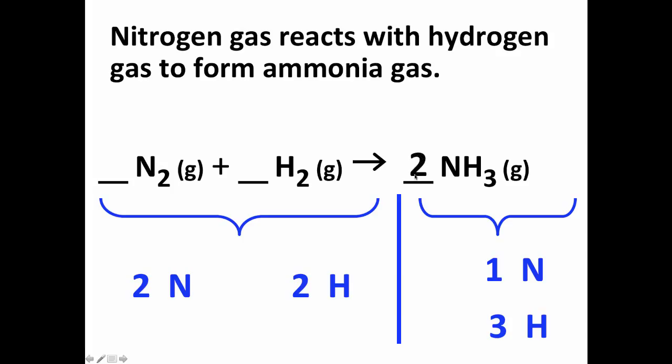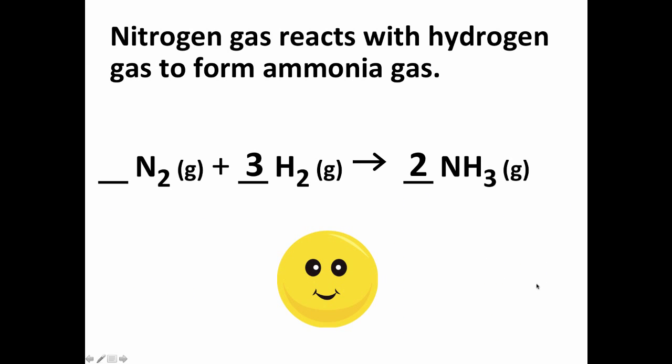And here if we put a 2 in front of the NH3, that means we have 2 nitrogens at the end, balancing the 2 nitrogens to start. But of course it means we have 2 times 3 or 6 hydrogens at the end, which doesn't yet balance the 2 hydrogens we apparently start with until we put a coefficient of 3 in front, and 3 times 2 gives us 6. 2 nitrogens, 6 hydrogens to start, same numbers of nitrogens and hydrogens to end. That is a correctly balanced equation, and everybody is happy.